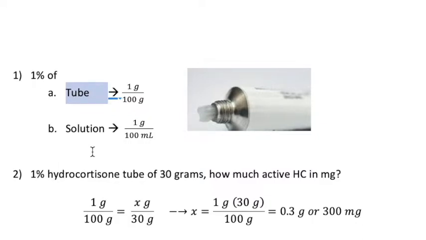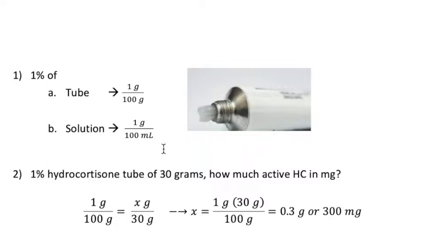Same thing, if I have 1% of a certain type of solution, that translates to 1 gram over 100 milliliters. Make sure you understand this. Let's do another question. If I told you I have 3.5%, or if I have 10%, let's do 10%. That means 10 goes on the top, then grams over 100 grams if it was some sort of a tube or a topical cream. If this was 10% of a certain solution, then you write 10 grams over 100 milliliters of whatever solution you're talking about.